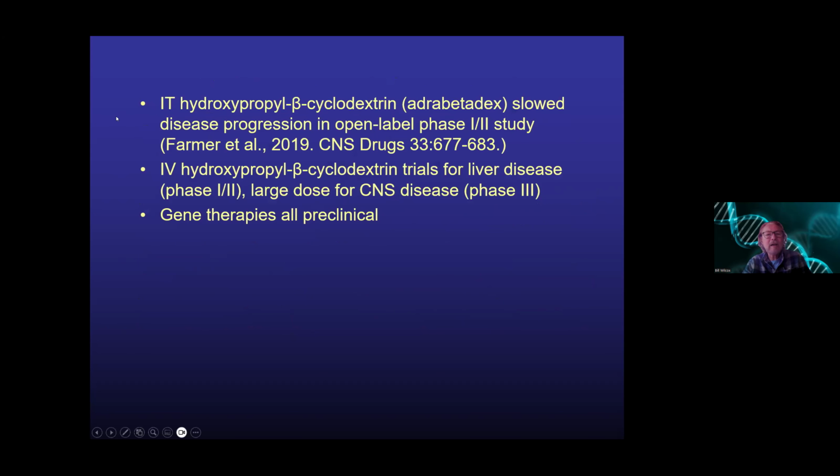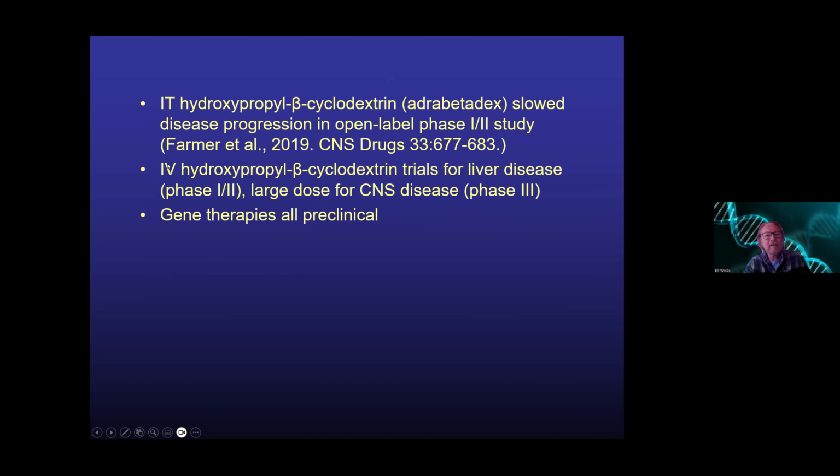Another trial that finished was an intrathecal cyclodextrin trial. I'll show you what that's like and how it works. That got dropped. The patients showed some disease progression anyway in an open label study. So nobody's doing that anymore.